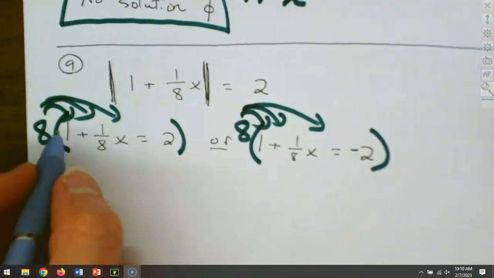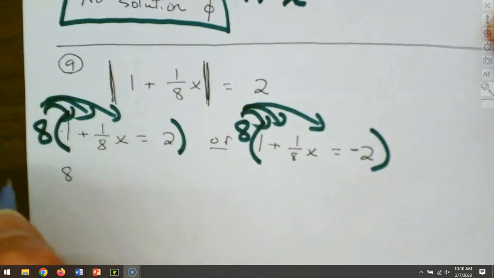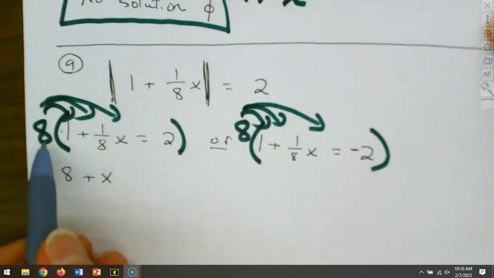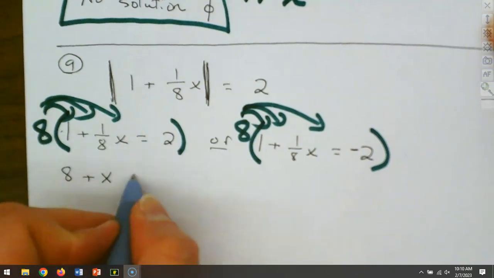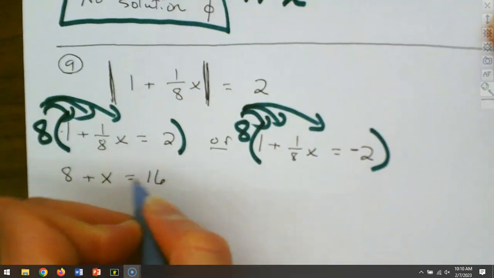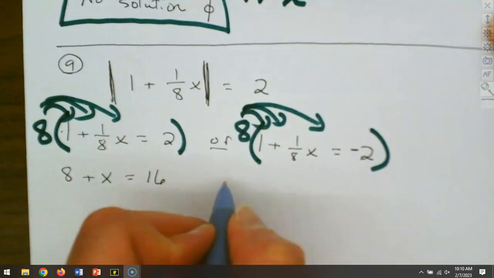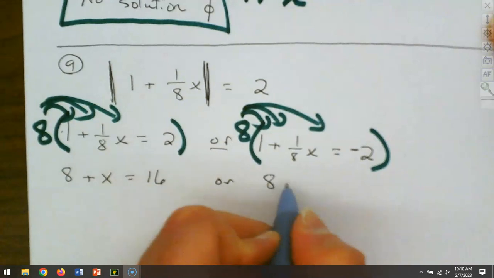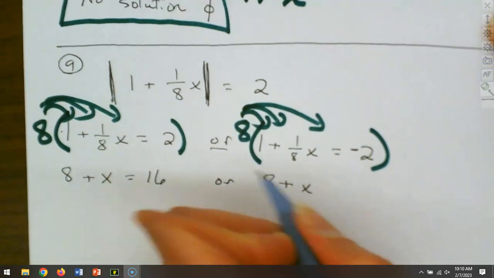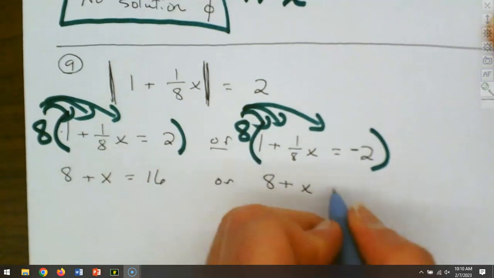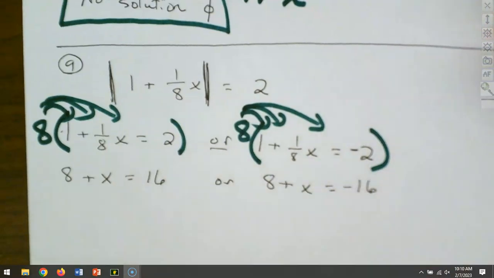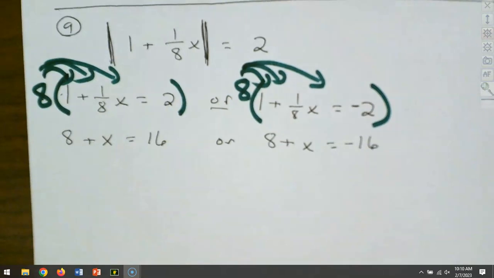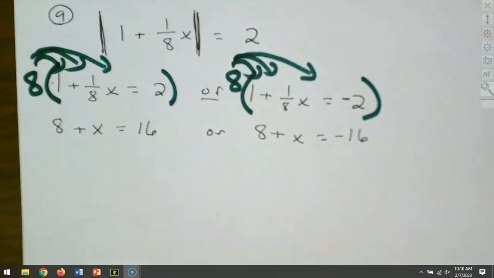So that leaves me then with 8 times 1 is an 8. Those cancel. That leaves you with an x. 8 times 2, that's a 16. The other side is going to be 8, and then we've got a plus x again. 8 times a -2, well, that's a -16. So all we did was distribute that 8 through. That cleared out my fractions.